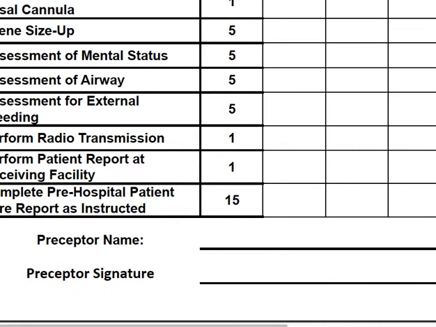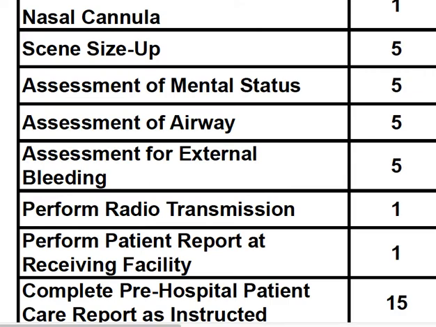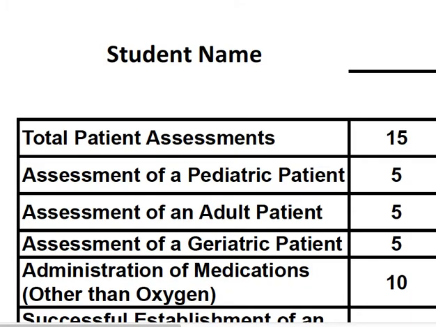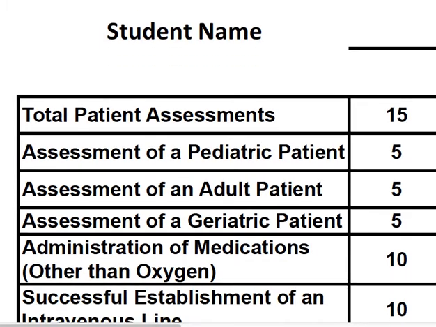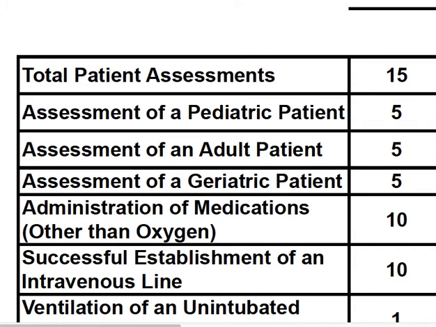Alright, so the next parts of this form that I want to go over are the skills that you have to do. So we'll start here at total patient assessments. That's 15. Now you have to have 15 full assessments. That's not a call where a patient came into the station for a blood pressure check and I checked their blood pressure and it was fine and they left. That is not a patient assessment.